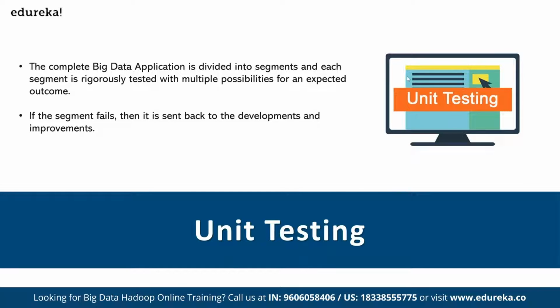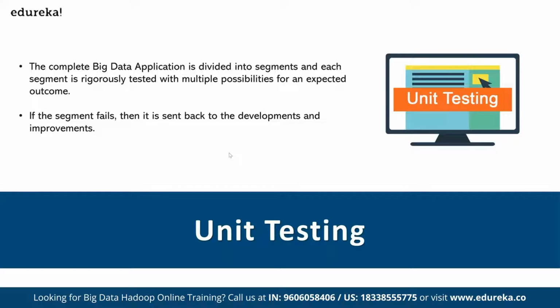If the segment fails, then it is sent back to development for improvements, right? If your Kafka pipeline is failing, maybe breaking under a certain volume of data, or the throughput is less, or some fault tolerance is not there, then while you're testing your Kafka unit, your ETL unit, you might send it back to the development teams who are working on Kafka, right? So that kind of separate segment testing is your unit testing.